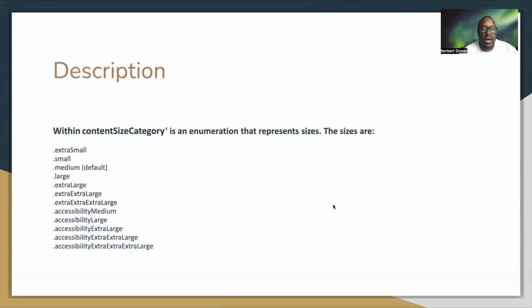So, when you're programming and you want to use content size category, these are the content size categories that are available: extra small, small, medium, large, extra large, and so on. Now by default, the content size category is going to be medium.